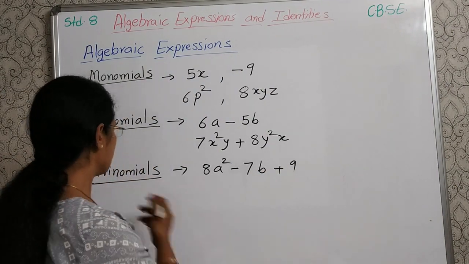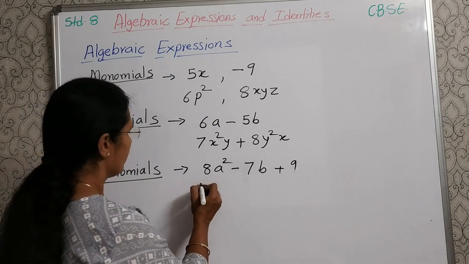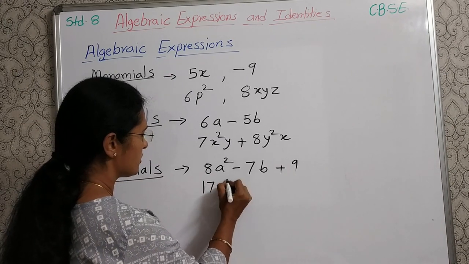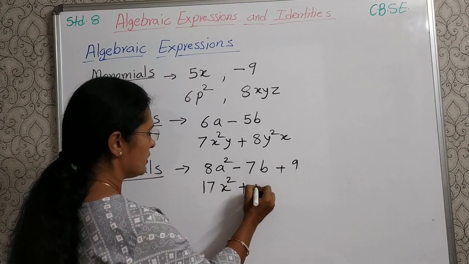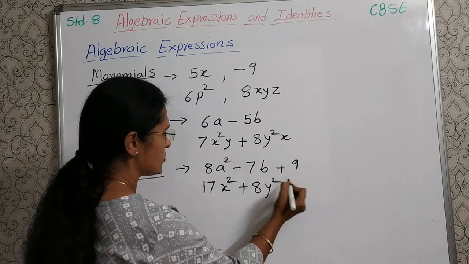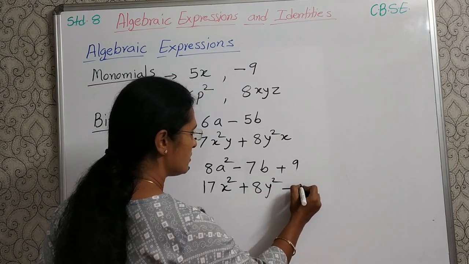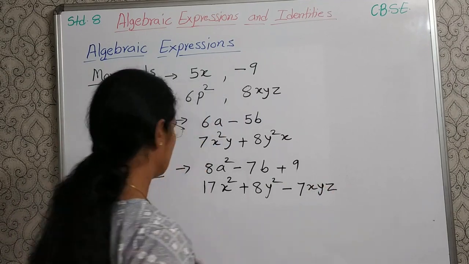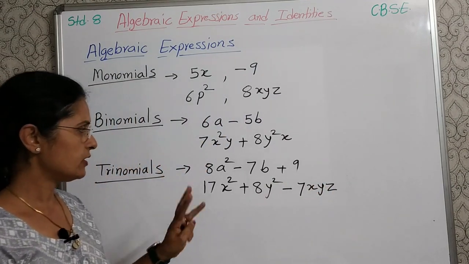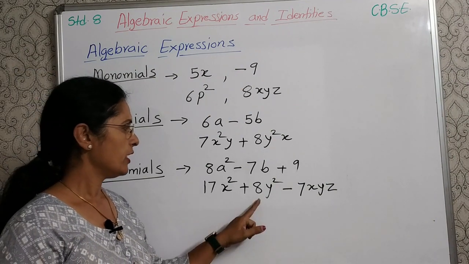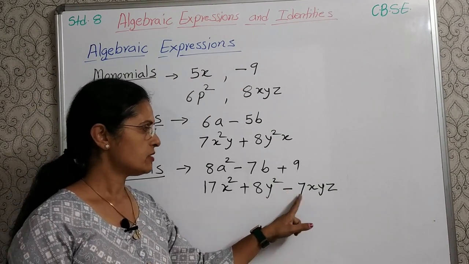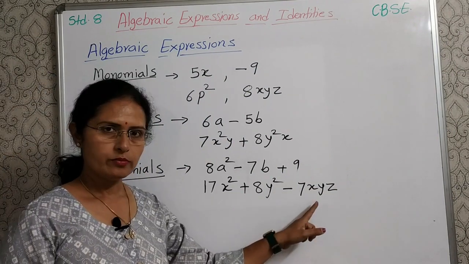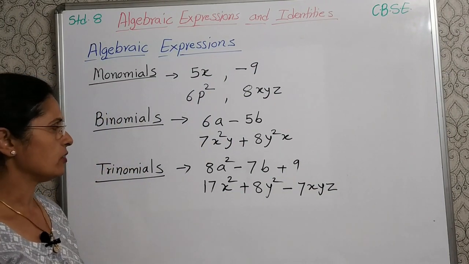We will take one more example for trinomial. 17x square plus 8y square minus 7xyz. So this is a trinomial. There are three terms, 17x square, 8y square and minus 7xyz. So there are three terms and therefore it is a trinomial.